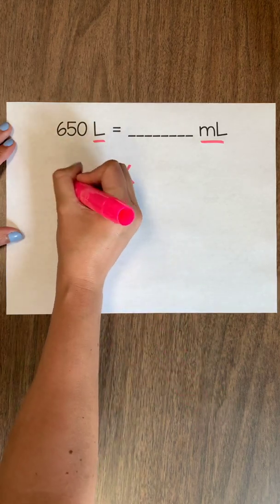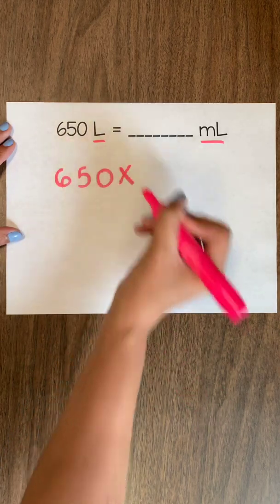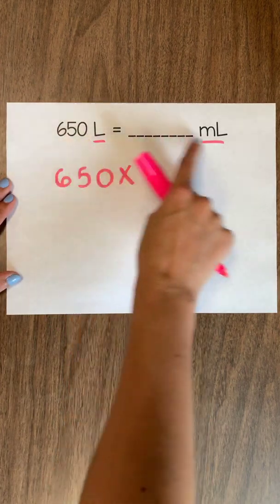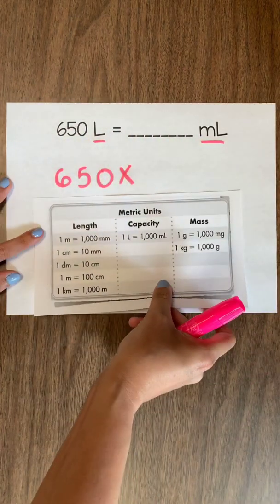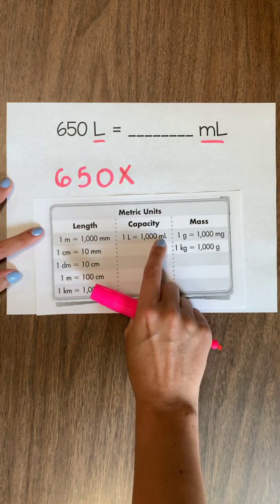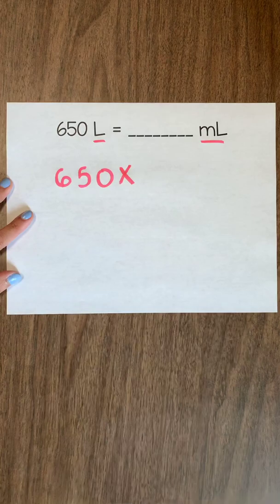So I'll pull down 650 and I'm going to multiply by what? So I'm going to look at my chart to find the one that deals with liters and milliliters. So if I look at my chart, I can see it's right here. 1 liter equals 1,000 milliliters, so I'm going to multiply by 1,000.